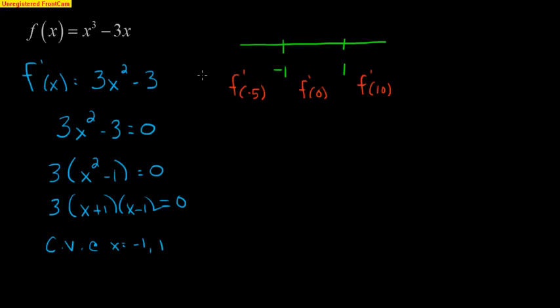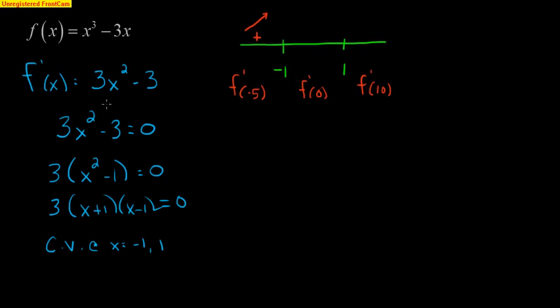Alright, so I'm going to plug -5 into the derivative. And again, I don't really care what the exact number is, I just want to know if it's positive or negative. So if I plug -5 in there, I square that, that's going to be 25 times 3. That's a big number minus a little bit of 3. So that's going to be positive. So being positive tells me it's increasing.